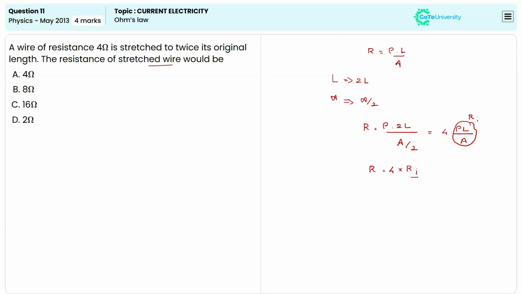So here the value of initial resistance is given as 4 ohm, right? So we can write 4 times 4, which will be equal to 16 ohm. Okay, so this is the value of resistance after the wire was stretched. So here the correct answer is option C.